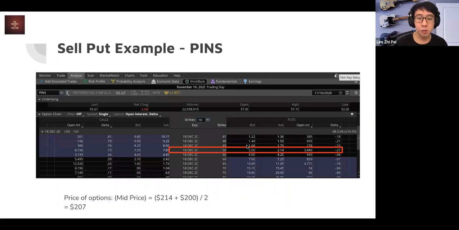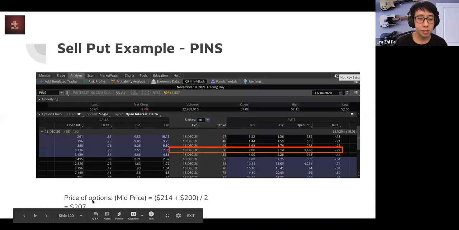But of course, you can choose more out of the money, which is much safer. But as you can see, if it is further away, the premium price that you get is actually lower. So in this example, for the strike price 50, your sell put actually, you can earn a total of $207.